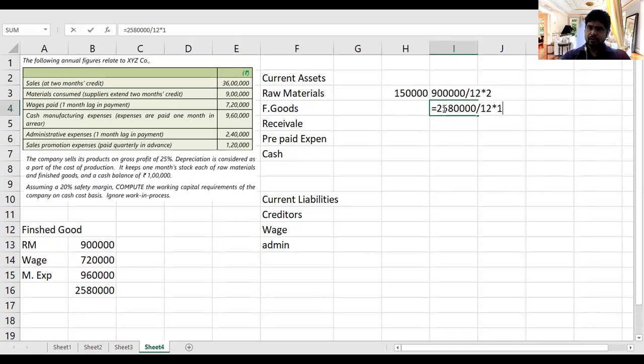Here the raw material also the company keeps 1 month, not 2 months, isn't it? Have you understood? Here the calculation is wrong. The company keeps 1 month stock of each of raw material and finished goods. Therefore, it should be 1. It should be 1.